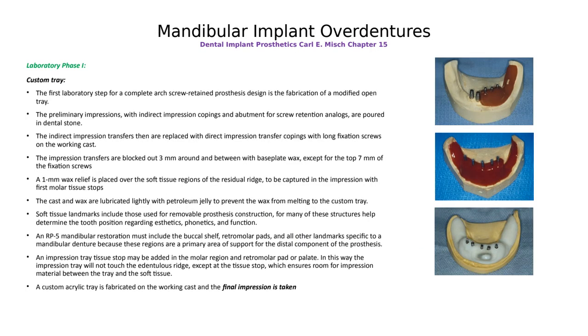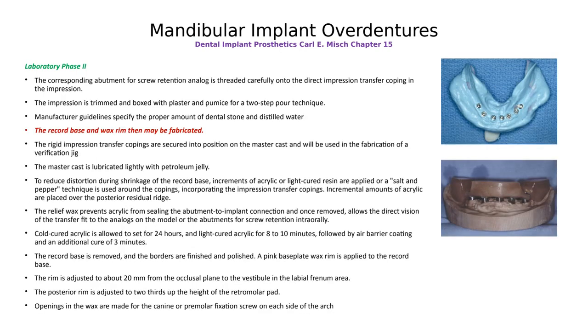All right. So for the mandibular overdentures, we start with the same procedure, fabricating a custom tray as presented before. And again, it's indicated to use an open tray custom impression, and then to fabricate the master cast using the analogs, okay? And then we fabricate the record base and the occlusal rim.